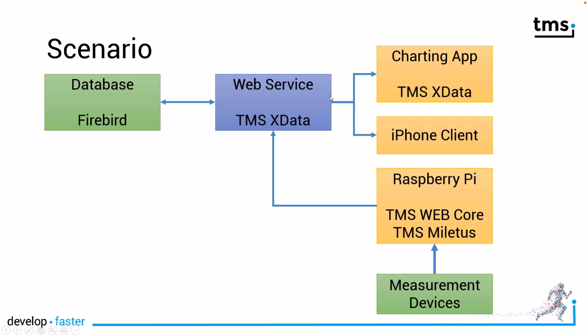For example, in this session, I'm going to introduce you to the charting application that makes use of some additional TMS XData functionality that you don't need. You can write any client, and as a proof of concept that it can be any client using the data, I also supplied an iPhone client, even written in a completely different programming language. So TMS XData is not a requirement for any of the clients, and it's most definitely not a requirement for a client that writes to the web service. So reading and writing is not really making any difference.